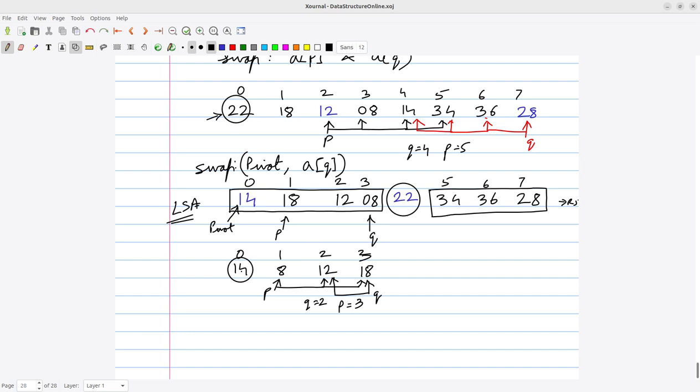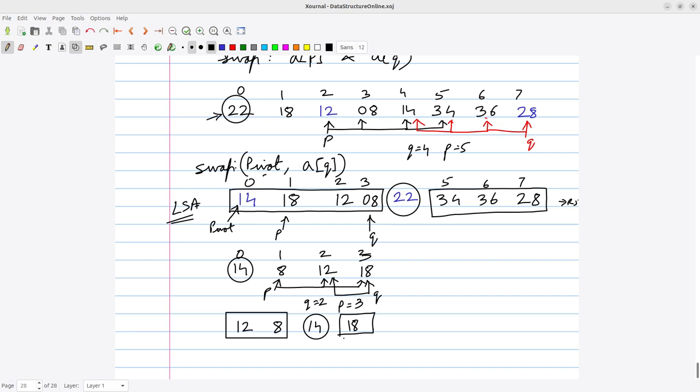So we will swap the pivot element and A of Q. At A of Q, that is index 2, we have 12. So 12 will be at index 0. At index 1 we have 8, and at index 2 we will have our pivot element, that is 14. And at index 3 we have 18. Now again we have two subarrays. Towards the left subarray there are only two elements, nothing but 12 and 8, whereas towards the right there is only one element, that is 18.